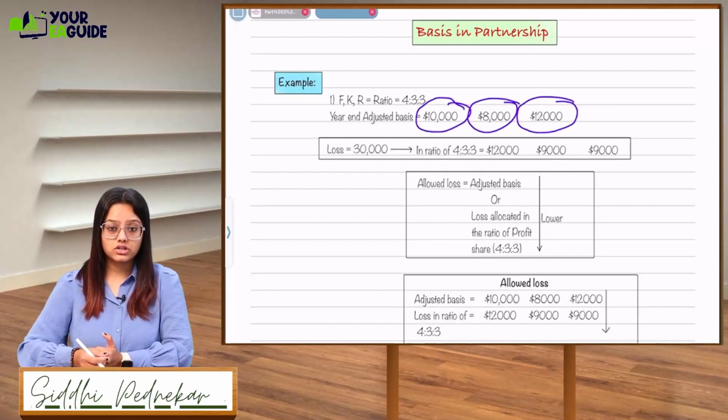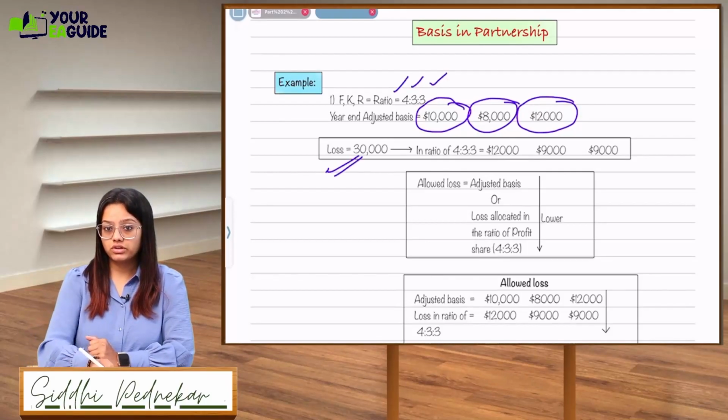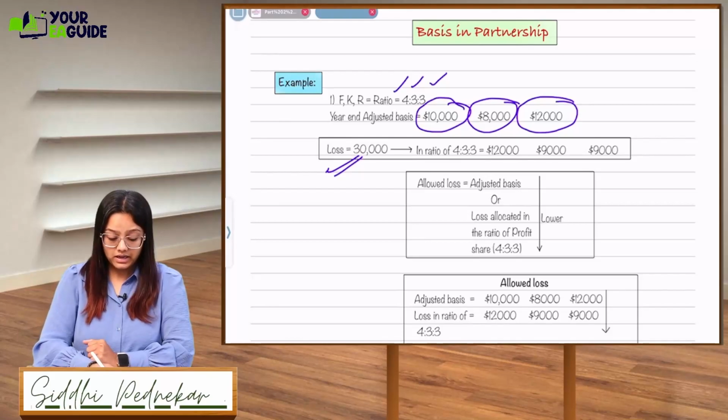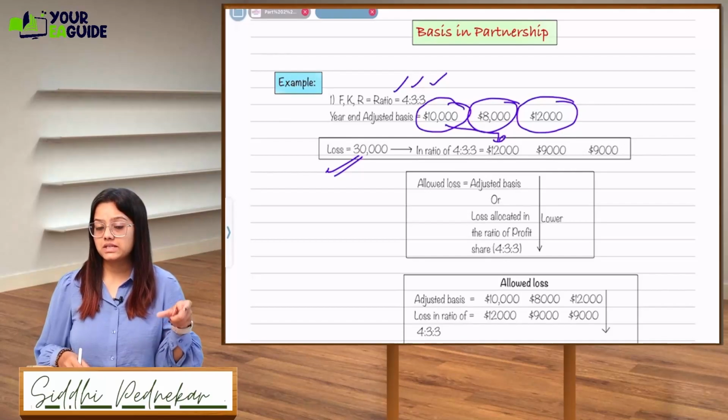Now they incur a loss of 30,000. So can I say this 30,000 can be allocated in the 4:3:3 ratio? It will be 12, 9 and 9. This Mr. A cannot take the whole 12,000 loss because his basis is just 10,000.